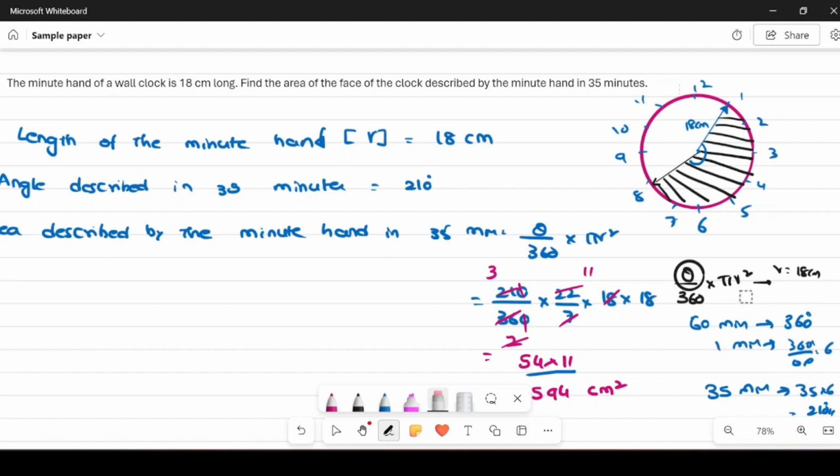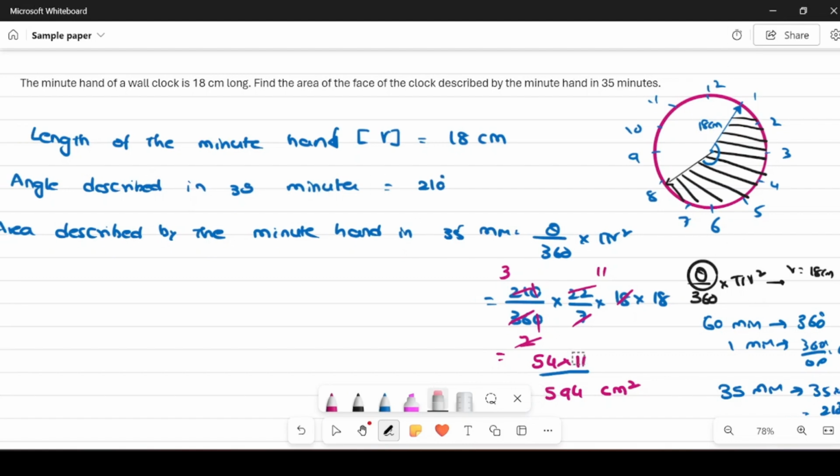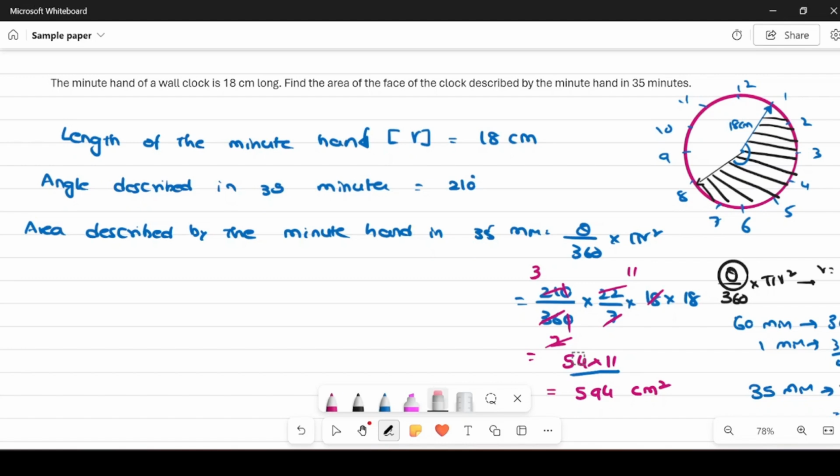We have theta, we have r. Our r is the length of the minute hand. So just substitute, and we get our required answer. Next, let's look at part B.